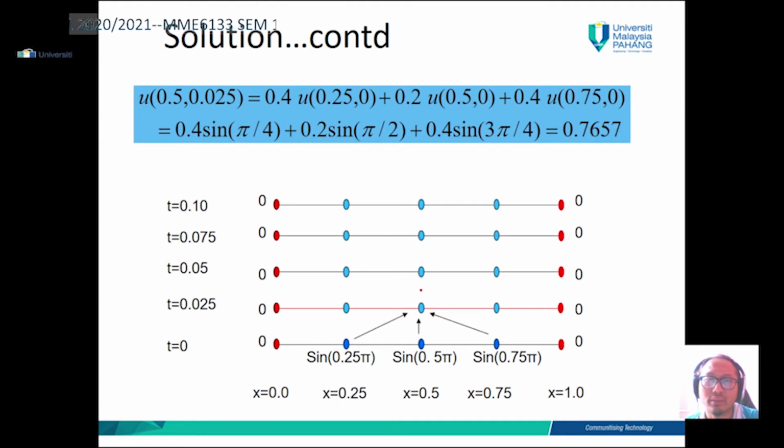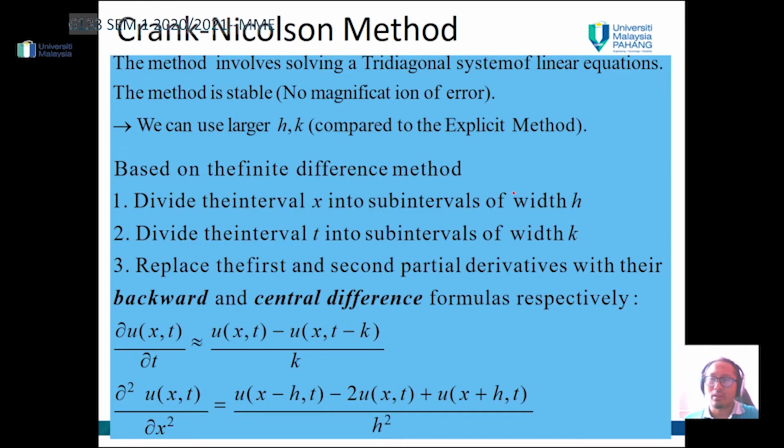And we can proceed with the second node, where we are going to get 0.5 and 0.025, and we get the value as 0.7657. So note the difference in the values when we change the value of k and h in order to get a more accurate result.